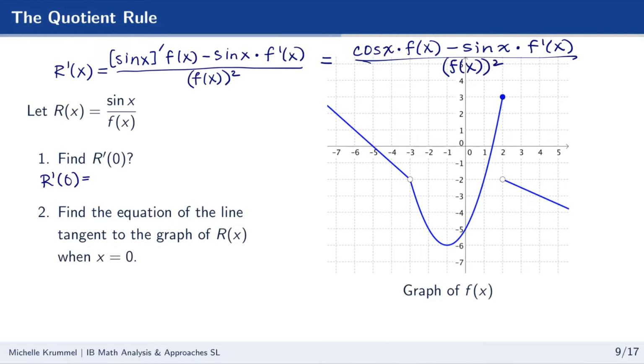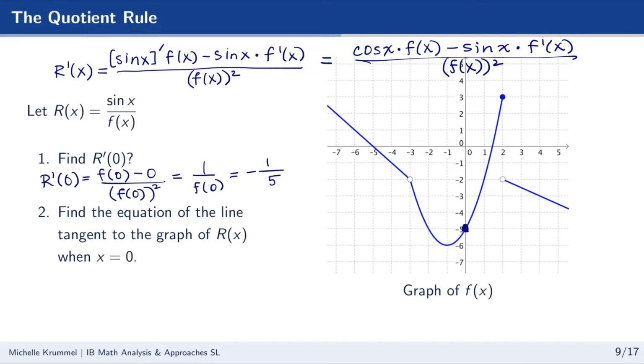So it's the cosine of 0, which is 1, times f of 0, minus the sine of 0 is 0 times f prime, so just 0, over f of 0 squared. So it's f of 0 over f of 0 squared, which is just 1 over f of 0. And f of 0 we can read from the graph. F of 0 is negative 5. So it's 1 over negative 5, or negative 1/5.